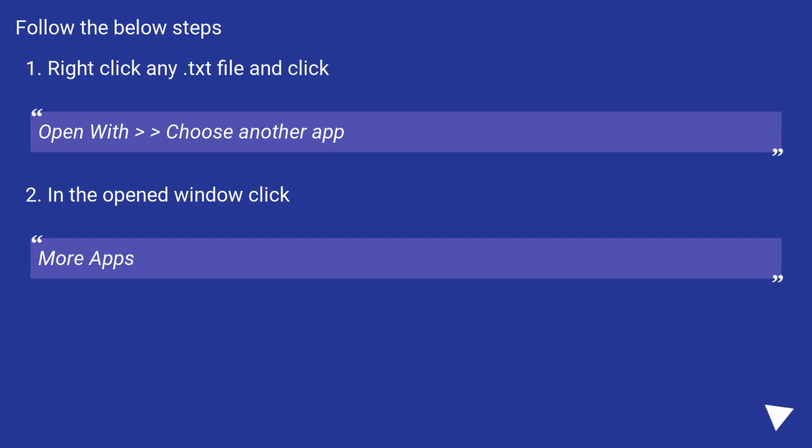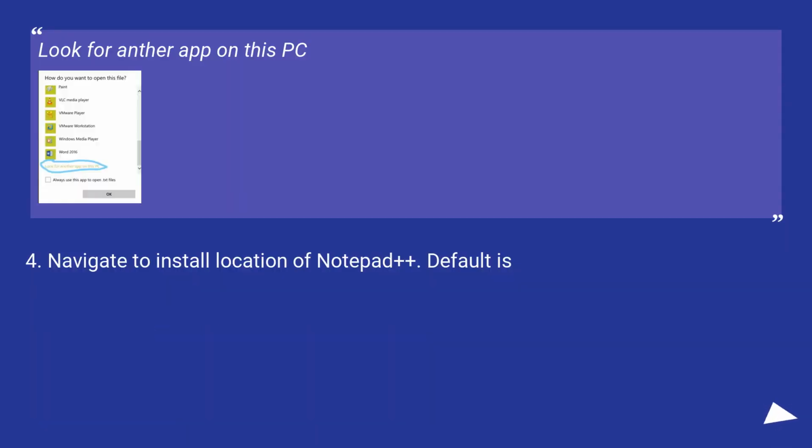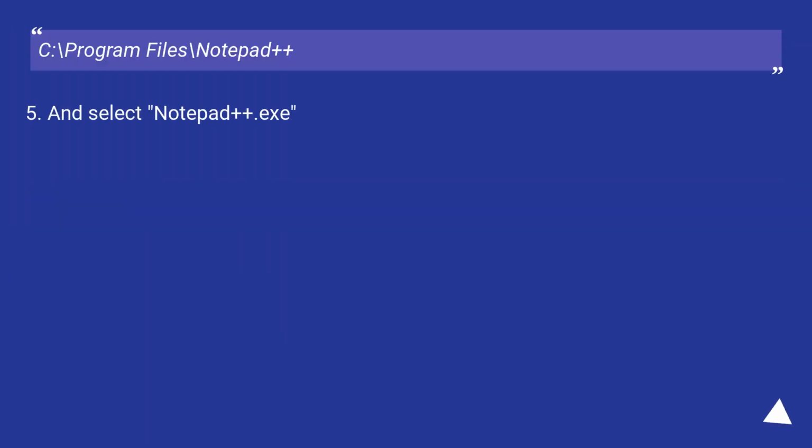Follow the below steps. Right-click any text file and click Open with, then choose another app. In the opened window, click More apps. Scroll to the bottom and click Look for another app on this PC. Navigate to the install location of Notepad++. Default is /Program Files/Notepad++, and select notepad++.exe.